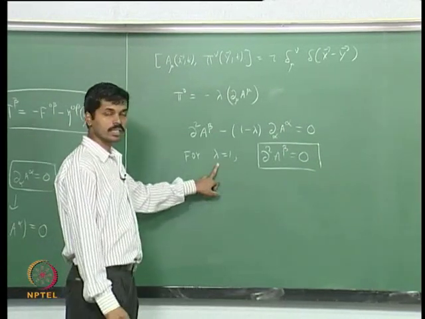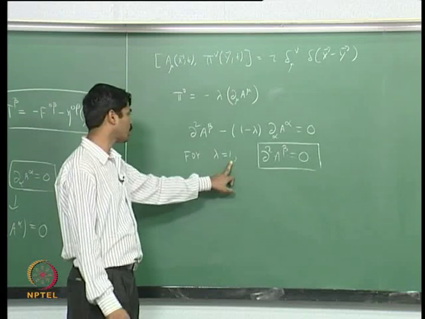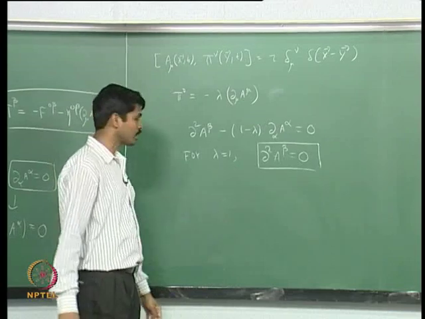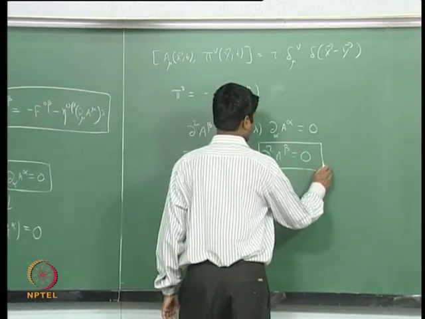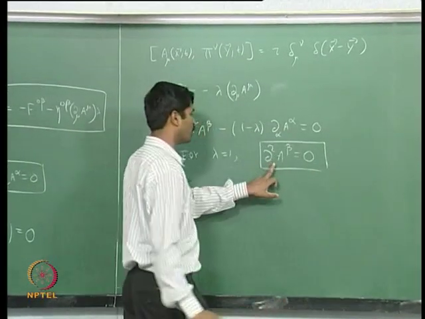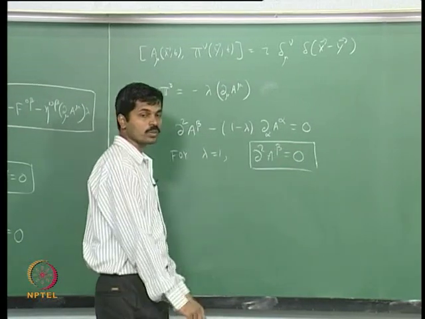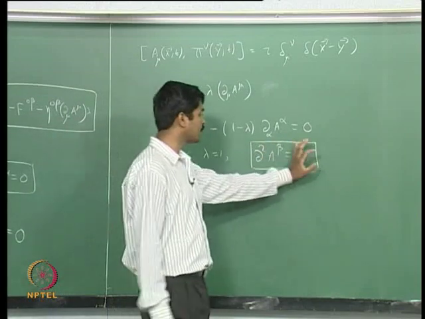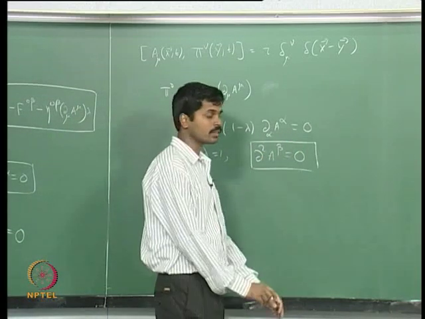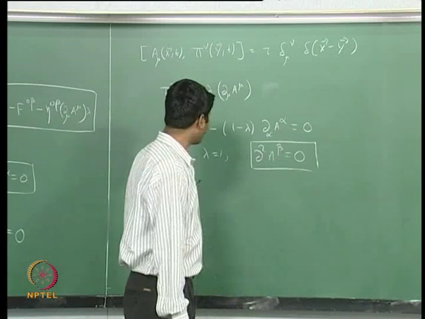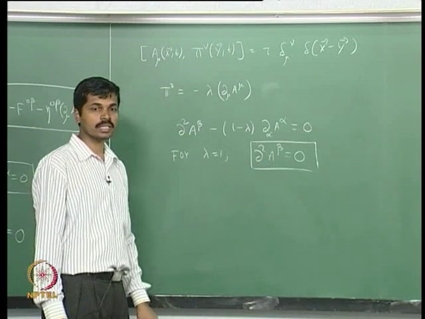This restriction of this parameter lambda equal to 1 is known as the Feynman gauge. Okay. So, we work in Feynman gauge, for which the equation of motion is simply del square acting on A beta equal to 0. So, this almost looks like again the massless Klein-Gordon equation for each of these fields A beta. So, we know how to solve this equation exactly.